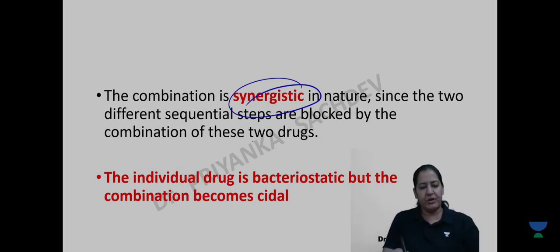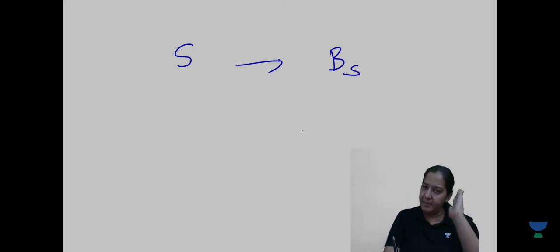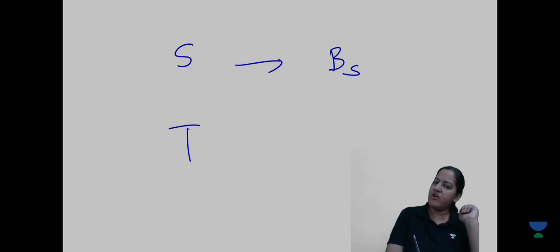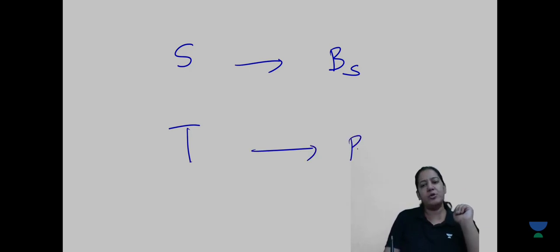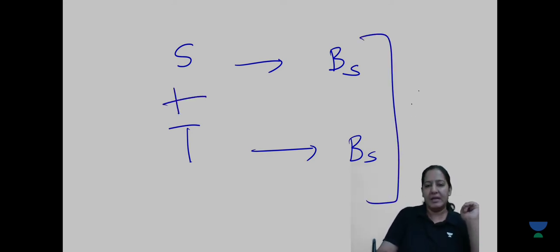If I use an individual drug, say I give only sulfonamide to a patient, it will be bacteriostatic. It will not kill the bacteria but inhibit their growth. If I give only trimethoprim, it is also bacteriostatic. It will not kill the bacteria, it will only inhibit their growth. But if I give the combination, that is cotrimoxazole, it is bactericidal. It will kill the bacteria.